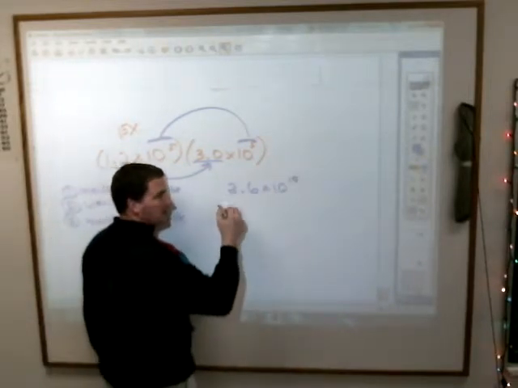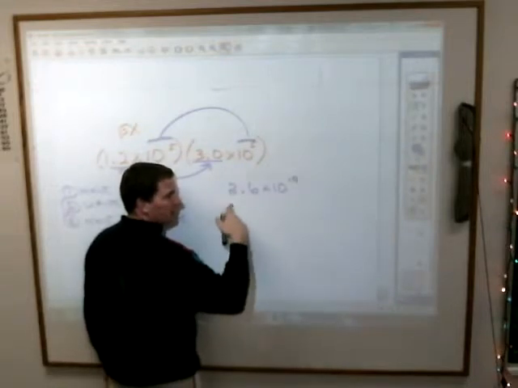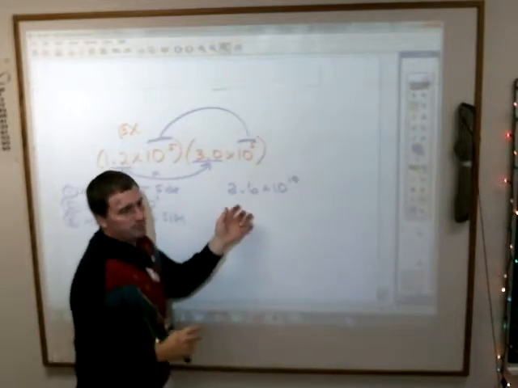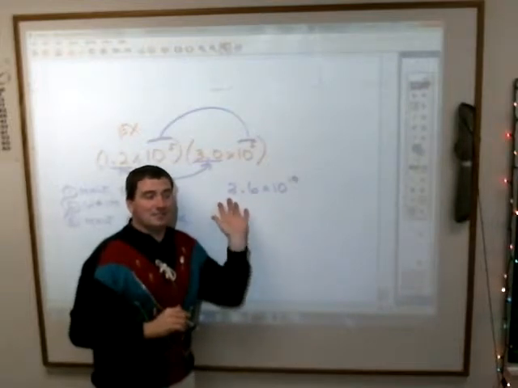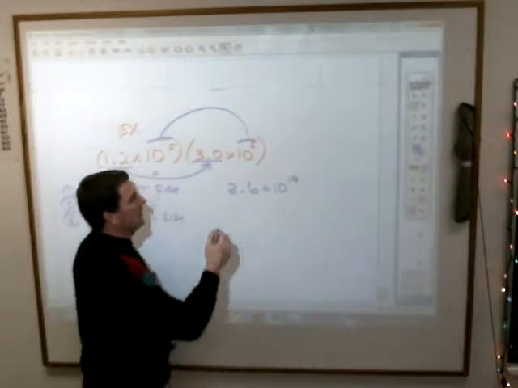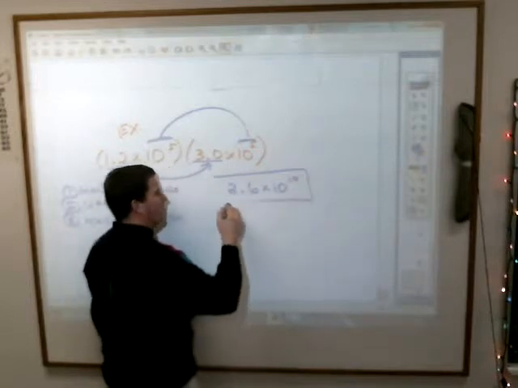Then you look at this and make sure, is this in scientific notation? It is, but sometimes when you multiply those left numbers together, you'll get something that isn't between 1 and 10, and then you have to change it, which is what we're going to talk about right now.